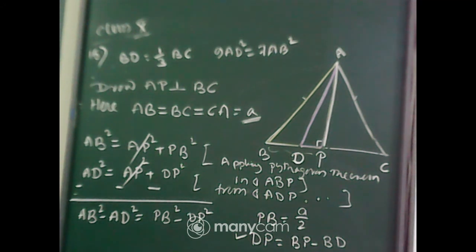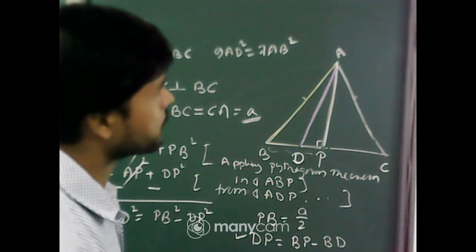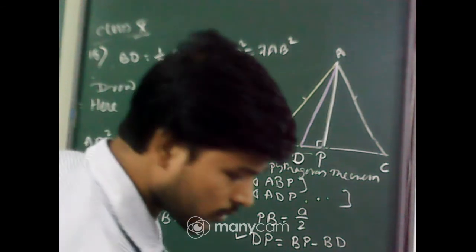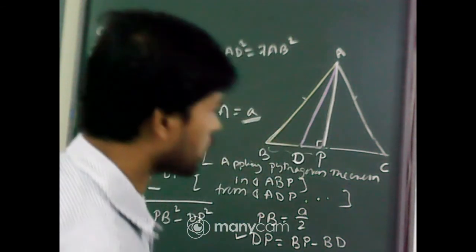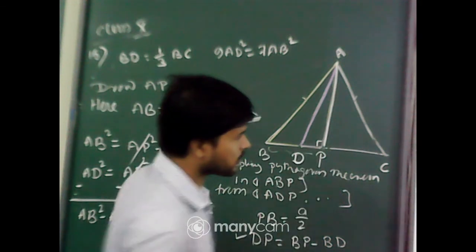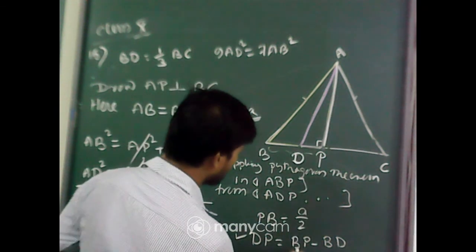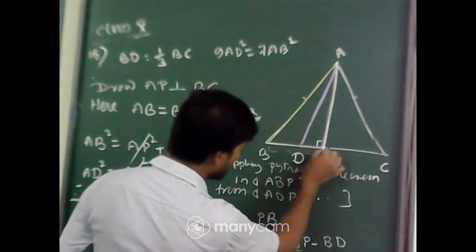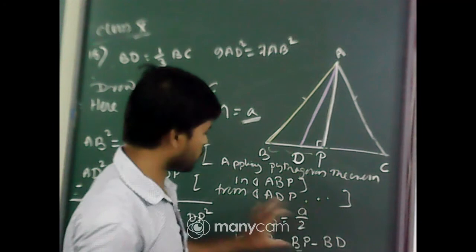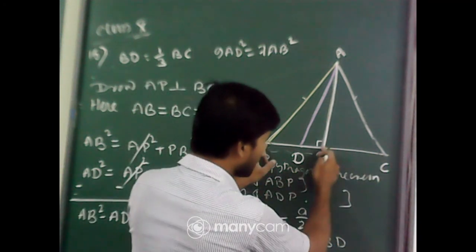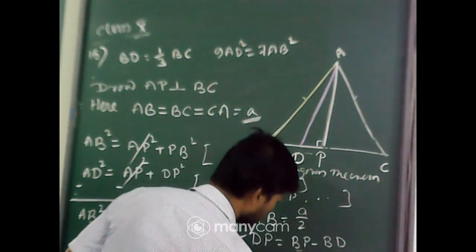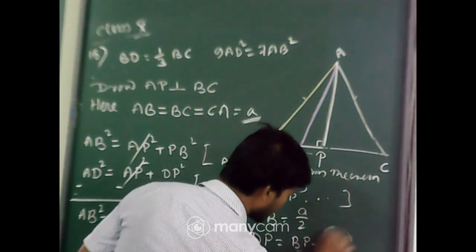Can we write this one, DP equal to BP minus BD? Quickly write yes or no. We have already crossed our time. We'll solve this question. Can we write DP equal to this length minus this length? Yes. Now what is BP? BP equal to A by 2. Listen very carefully to this portion. Total length is A, so BP will be A by 2. What is the length of BD?